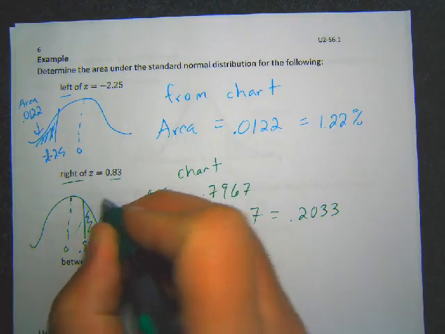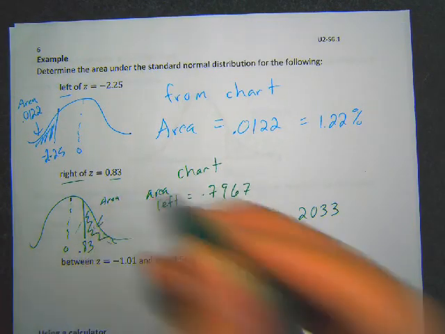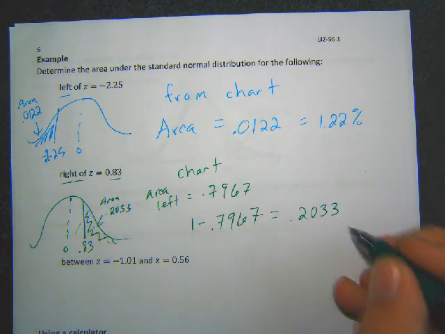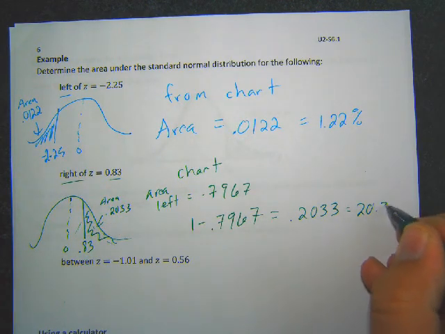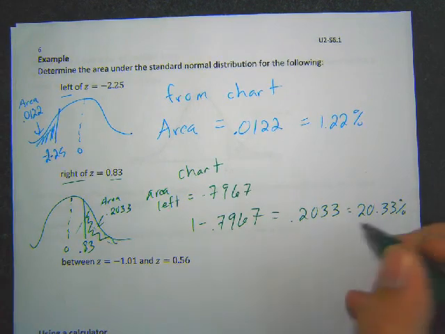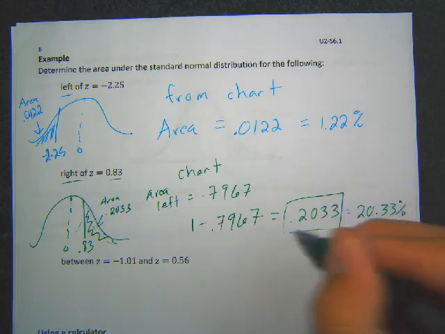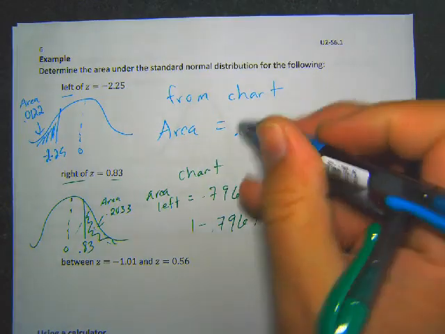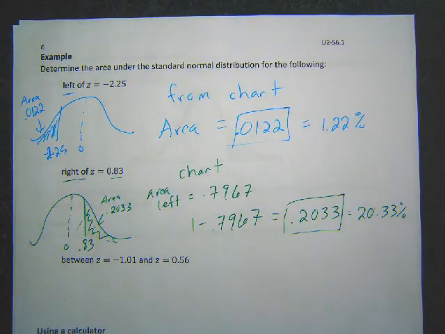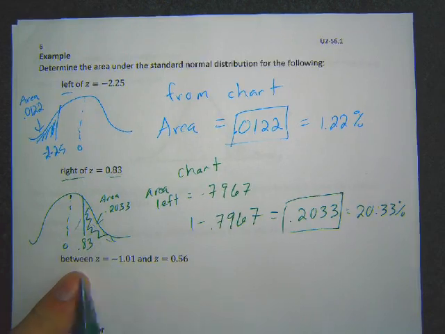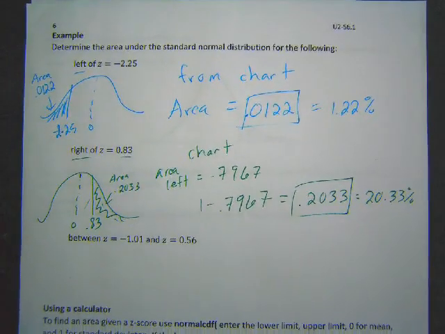So the area here is 0.2033, or 20.33%. We'll do a lot of decimals, so my math lab and my stat lab and stuff will be looking for the decimal. For both of these, the decimal would be the answer. The percentage is just to show you what that means. This means that 20% of the values in this data set are on this side, whatever data set it is. Last one, let's do between.